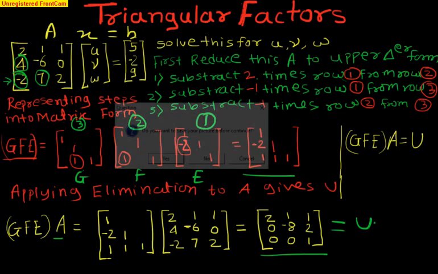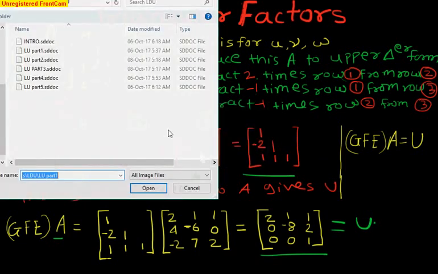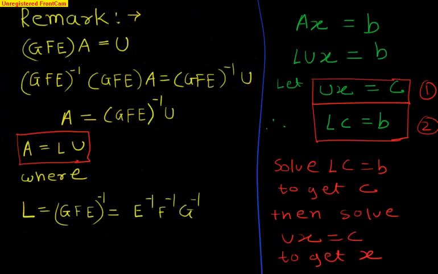Now I will open the next part. Friends, we will come again to this example because we have found just one part, which is U. We have to find out L. But before that, why is A equal to L into U? See here, what we did: we have multiplied GFE to A, we got U.